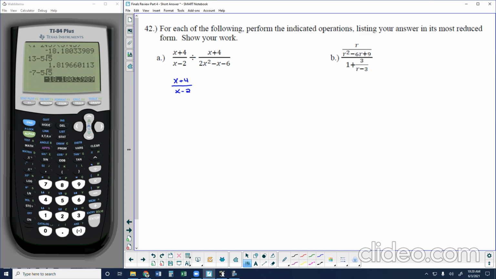So x plus 4 over x minus 2 divided by the second fraction is the same as multiplied by 2x squared minus x minus 6 over x plus 4. Now remember, I can simplify this by eliminating factors that are equivalent in the numerator and the denominator. So essentially, I can connect the fractions. So I'm going to have x plus 4 in the numerator. And I'm going to go ahead and factor 2x squared minus x minus 6.